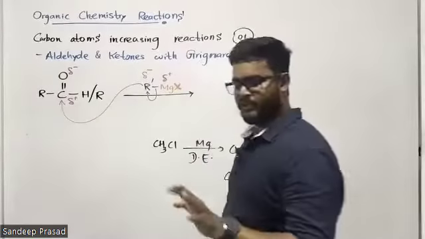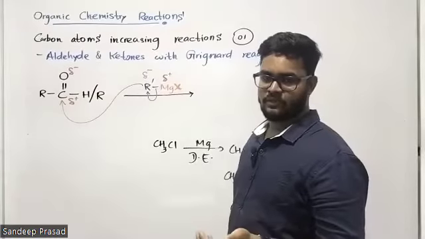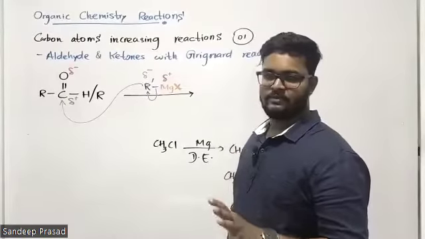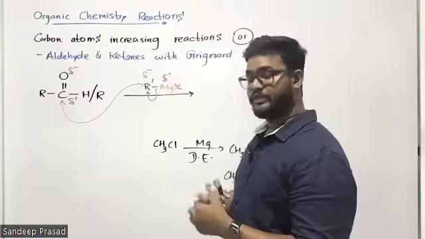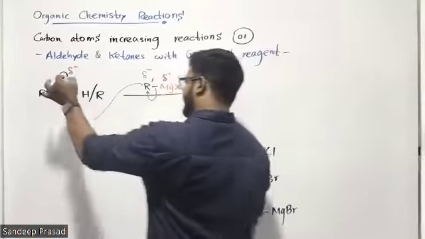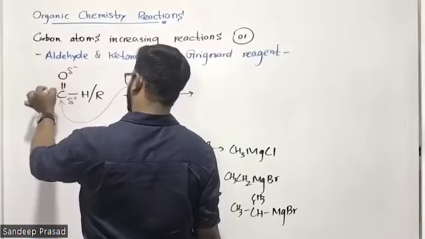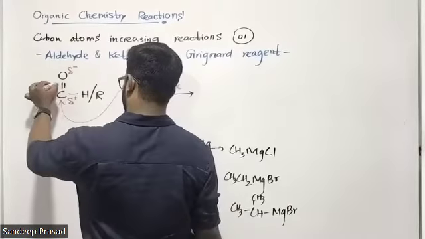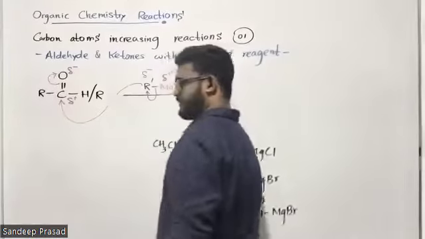Can carbon form 5 bonds? No. Carbon cannot exceed the octet. Carbon can make maximum 4 bonds. It can keep maximum 8 electrons. So then what will happen? Remember, this bond is breaking. That means a double bond will break. Then oxygen is taking electron and this bond is breaking.